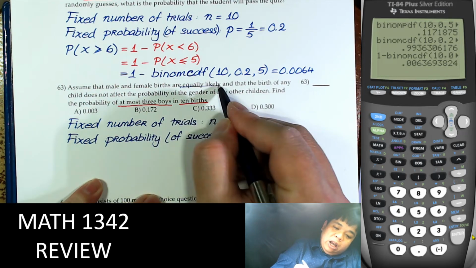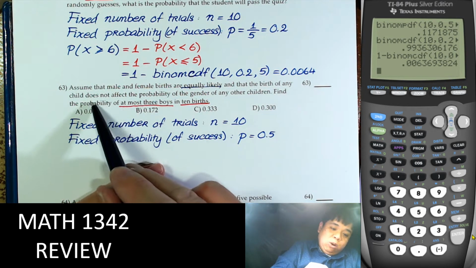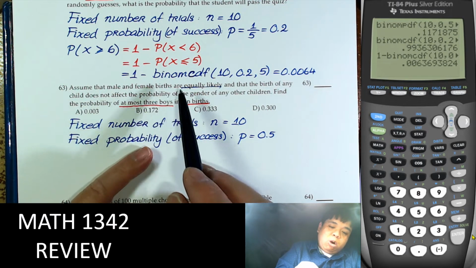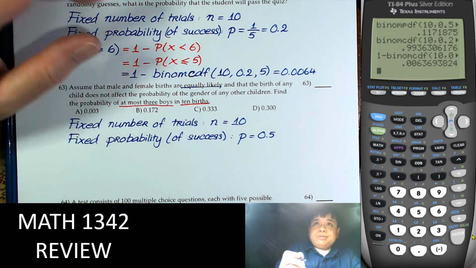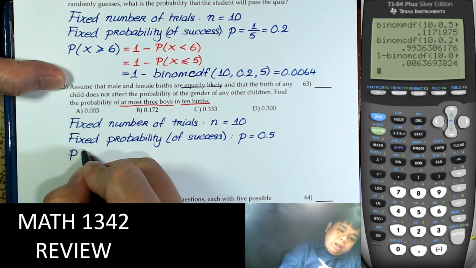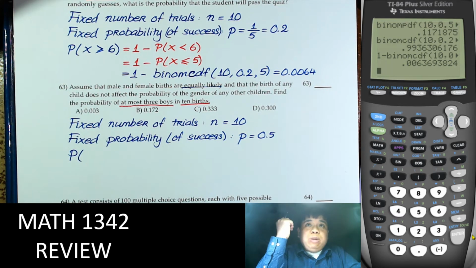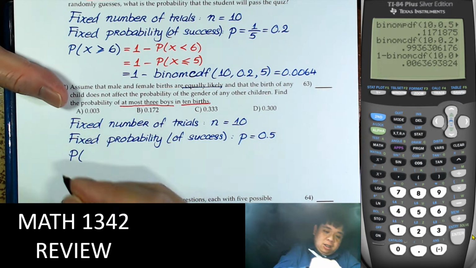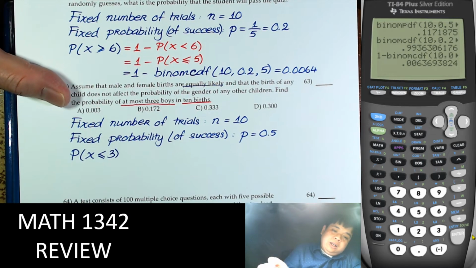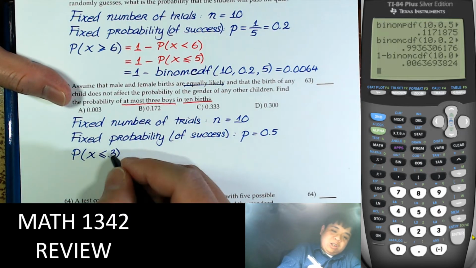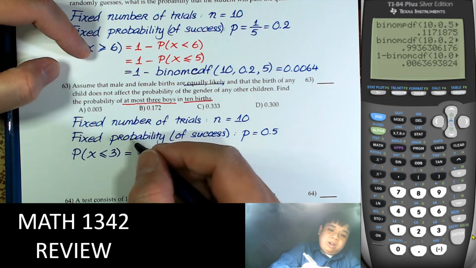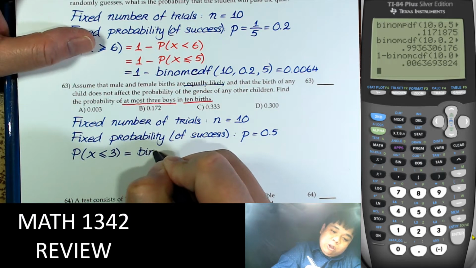And it is equally likely and also independent, meaning that any child does not affect the probability of getting another child. Right. And in this case we want at most 3, meaning that it could be 3 or less. Right, so this is less than or equal to, so we just go ahead and use binomial CDF. If it's greater than or equal to, we need to convert it, but if it's less than or equal to, we don't have to.